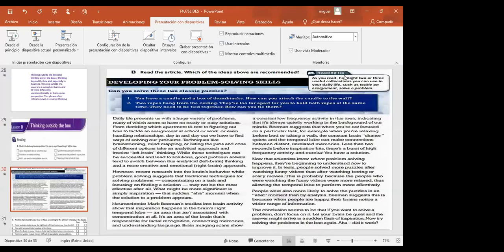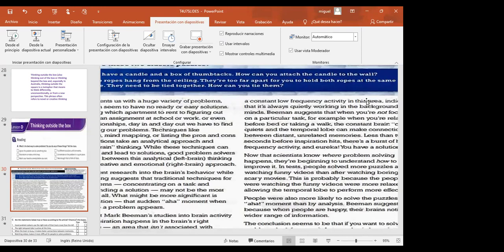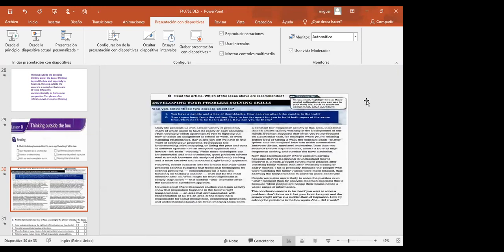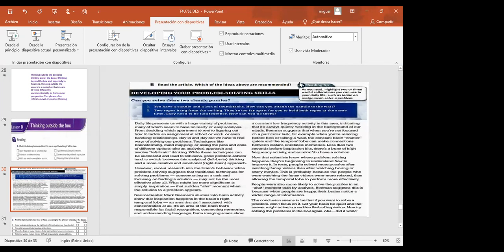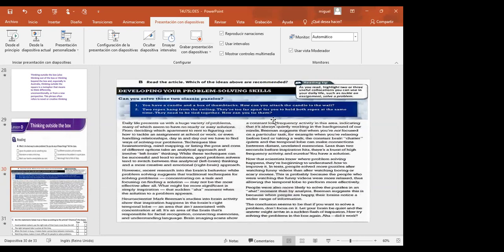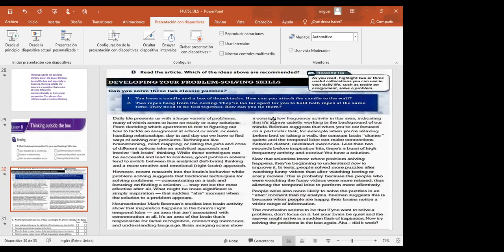Like this. Imagine, picture the candles. So you must be creative with this problem. We used to do that when I was a kid. Let's see what you think. Gabi, what would you do on this one? Remember, the topic is developing your problem solving skills.